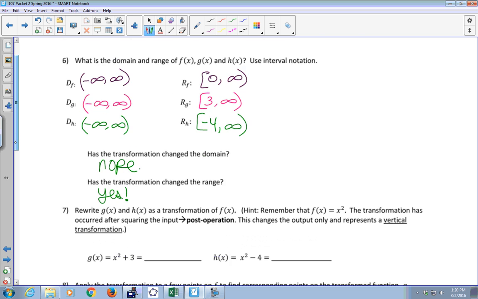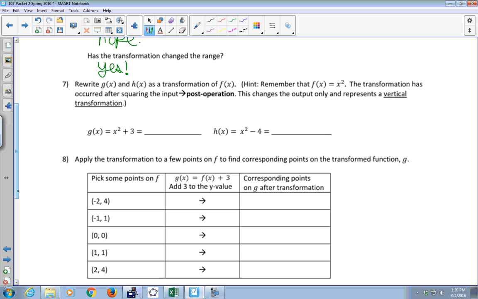So I want to rewrite g and h as transformations of f. Remember, f of x equals x squared. That's my original function, f of x equals x squared. The transformation that we did happened after the squaring. So I have x squared and then plus 3. So we call that post-operation. This changes only the output and represents a vertical transformation.